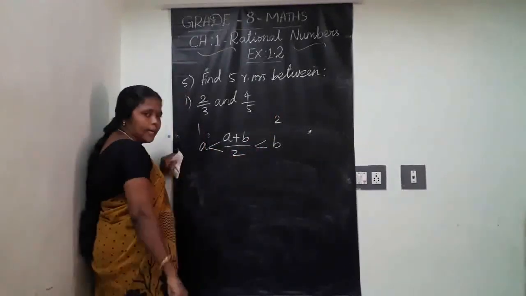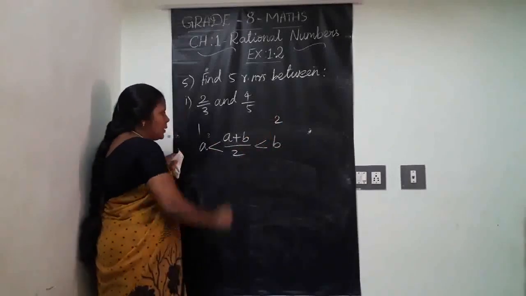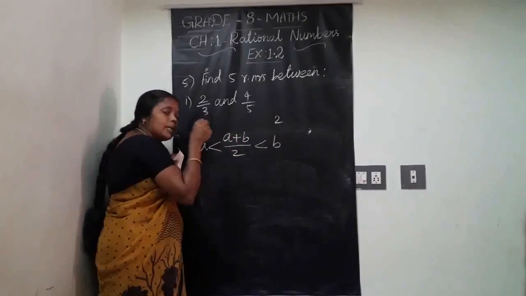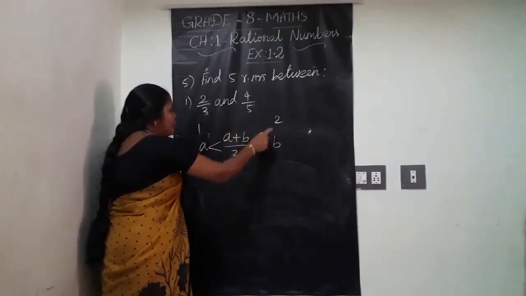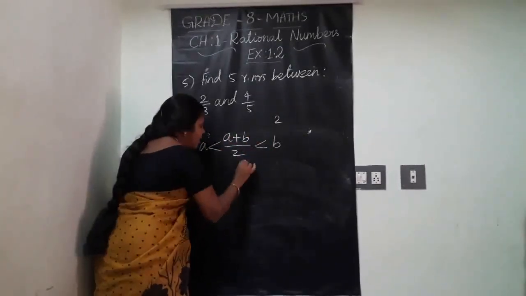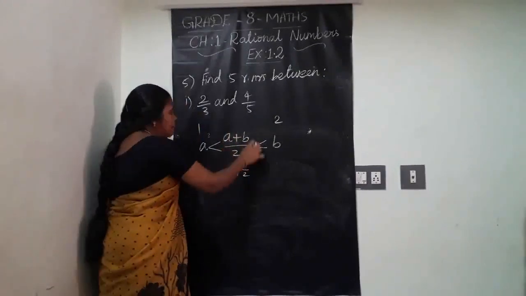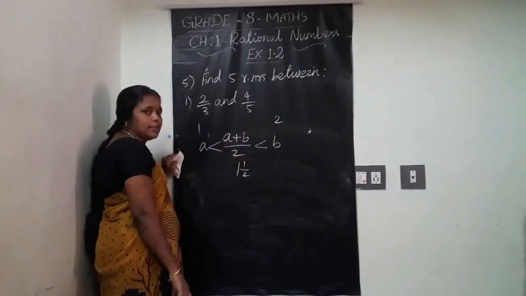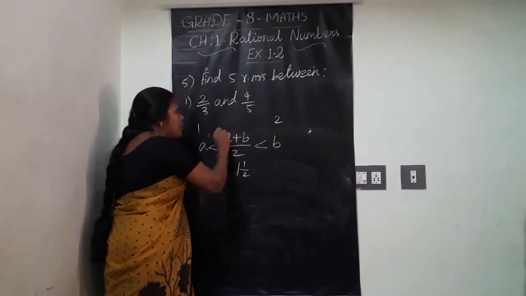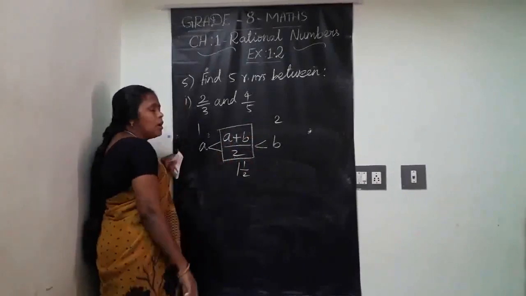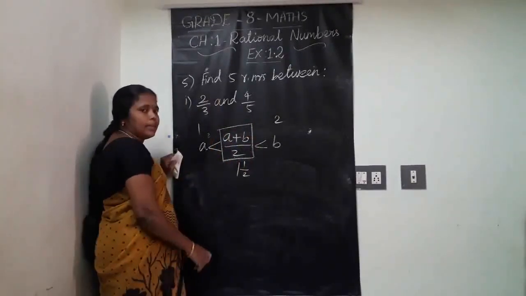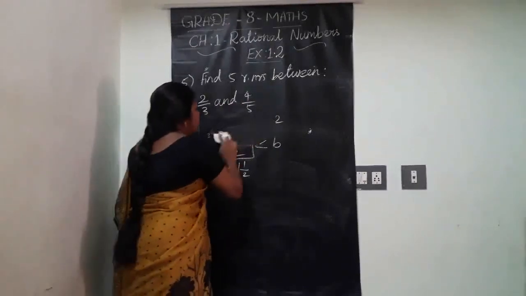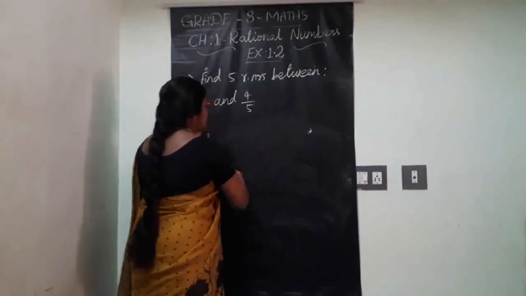Clear? See here 1, here 2. A value is 1, b value is 2. Between them, which is there? The mean, nothing but average. Here between 1 and 2, we can take 1.5. Clear? That is a plus b by 2, sum of the observations by total number of observations. So using this mean formula a plus b by 2 we can find a number between any two rational numbers. In this method only I am going to solve this sum.